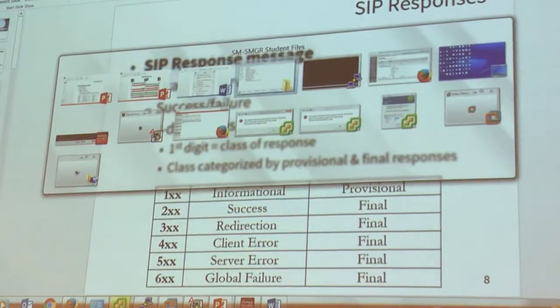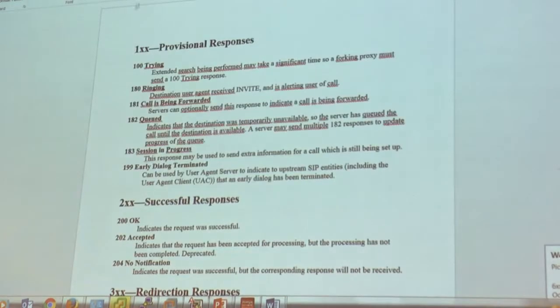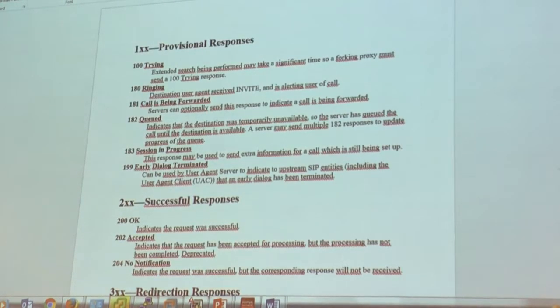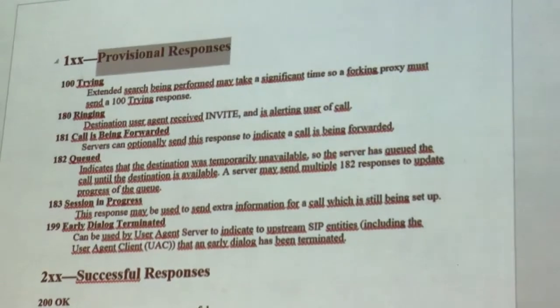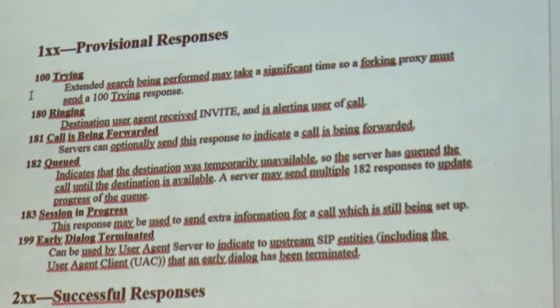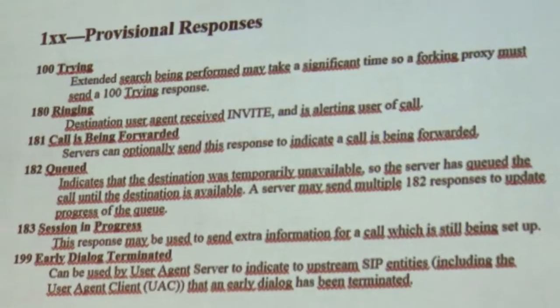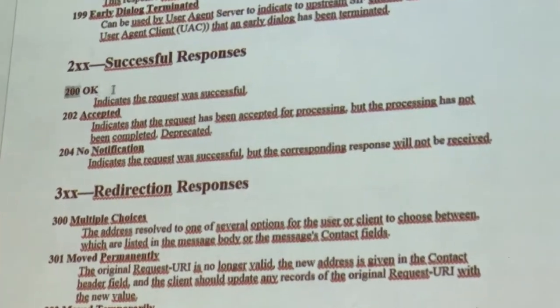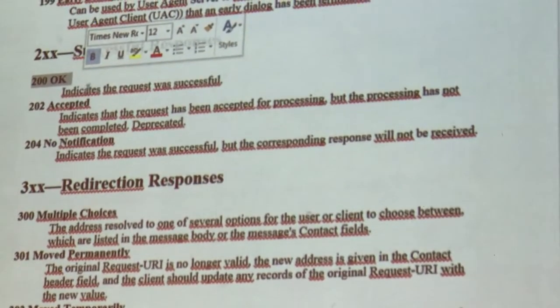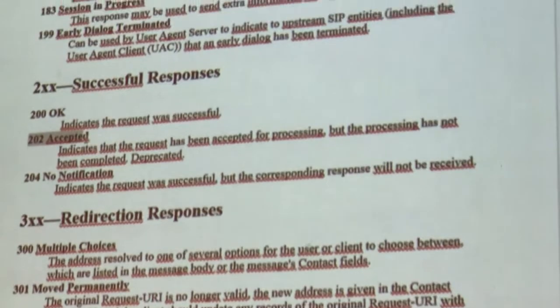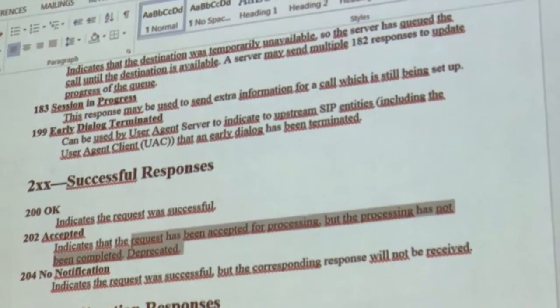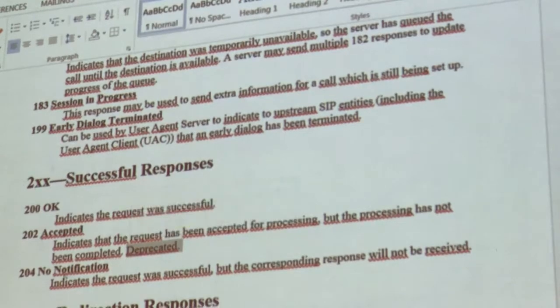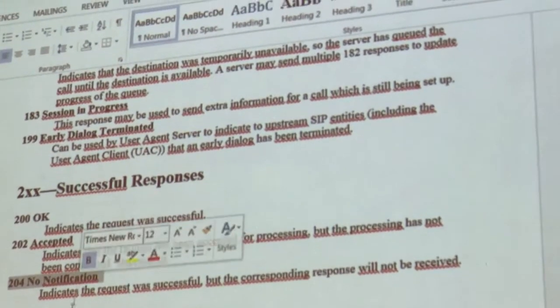So I also have another document that I have handy with SIP responses, where I have all of the possible SIP responses. You see the provisional responses that start with one, where you see the 100 trying, the 180 ringing, 183 session in progress. Okay, that's good. Then responses that start with two. Actually, the only one that I've seen is the 200 OK. Notice that the 202 accepted is no longer used. And the 204 no notification, I haven't seen that one yet.